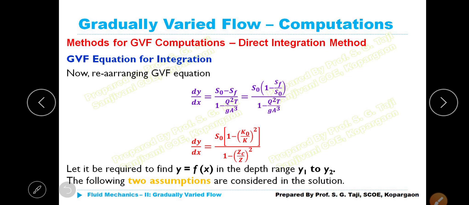Now, rearranging the GVF equation, we can write dy by dx is equal to S0 minus Sf divided by 1 minus Q squared T by g A cube, that can be rewritten as S0 multiplied by 1 minus (K0 by K) whole squared divided by 1 minus (Zc by Z) whole squared. Let it be required to find the depth of flow in the open channel, y is equal to f of x, in the depth range y1 to y2. Say, for example, the following two assumptions are considered in the solution.